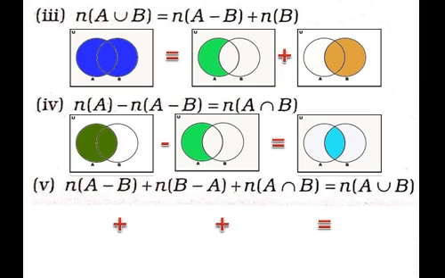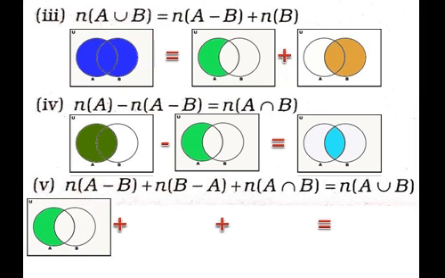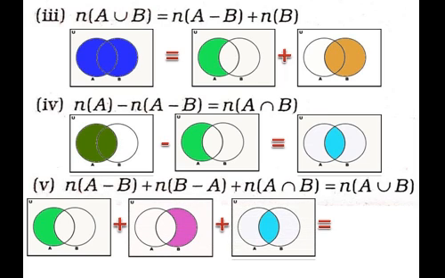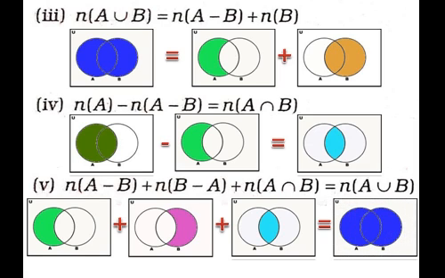Moving on to the final one, that is the cardinal number of A minus B added to the cardinal number of B minus A added to the cardinal number of A intersection B should give us A union B. Let us see it with the diagram. The representation of A minus B added to the representation of B minus A. See the colors carefully. Added to the A intersection B. So if you see all the colors combined together, what will we get? We will get the complete circle's color, that is A union B. So this is how we prove the fifth cardinal property.